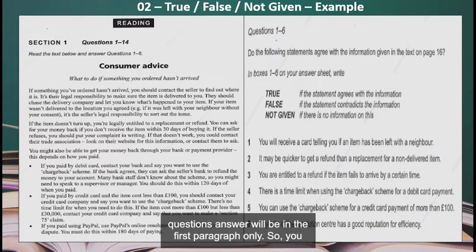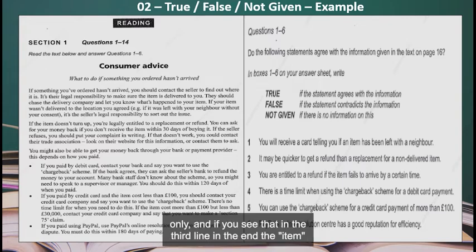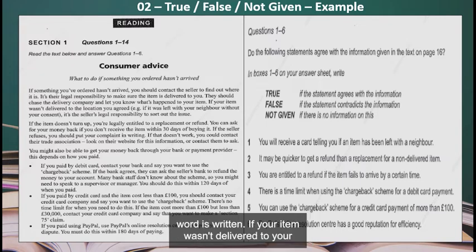So the first question's answer will be in the first paragraph only. You will look for the answer in the first paragraph only, and if you see that in the third line, at the end, the word item is written: if your item wasn't delivered to your location, you agreed, for example, if it was left with your neighbor without your consent, it is the seller's legal responsibility to sort out the issue. This statement brings in some of the keywords.